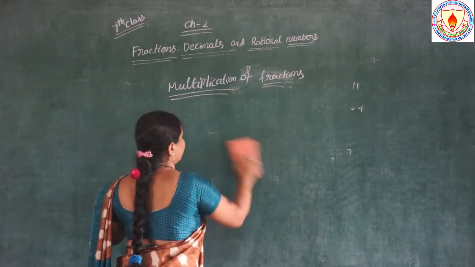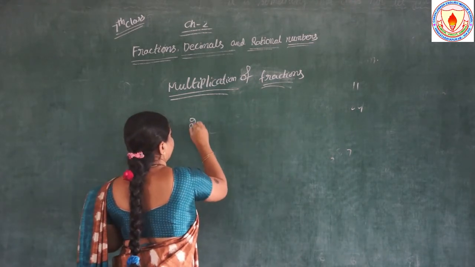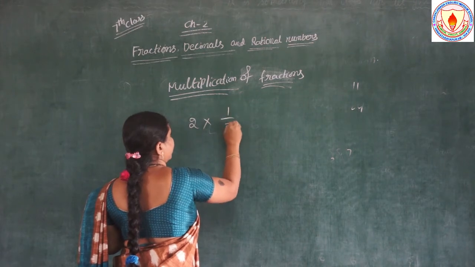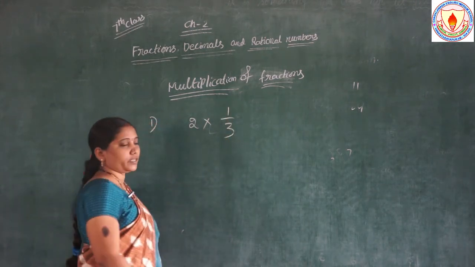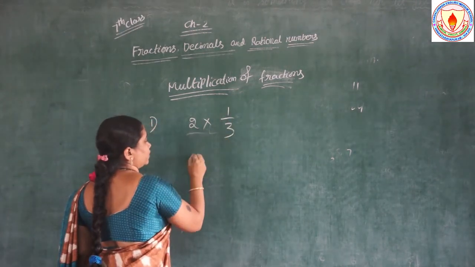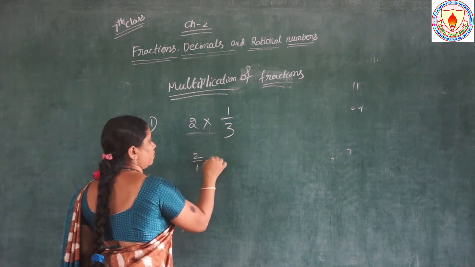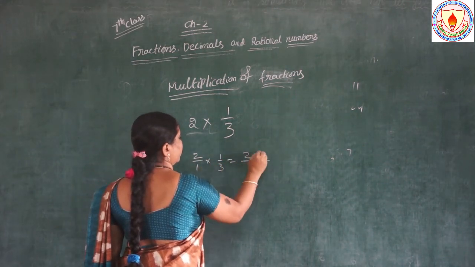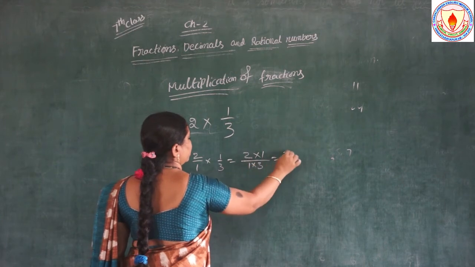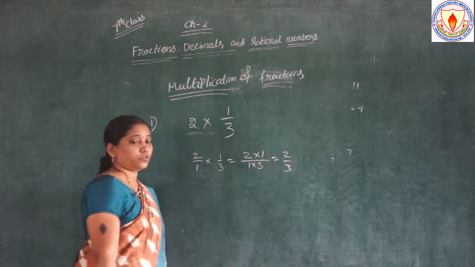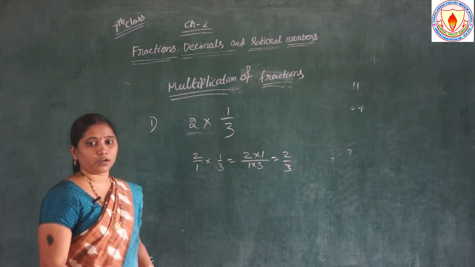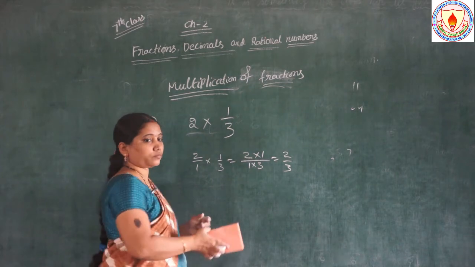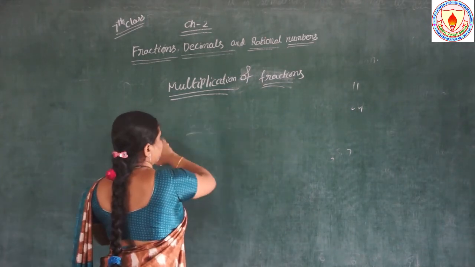And one more example, sum of the given 2 into 1 by 3. How can we multiply? Same as it is. 2 by 1 into 1 by 3. 2 1s are 2, 3 1s are 3. So 2 by 3 is the given answer. So this is the multiplication.